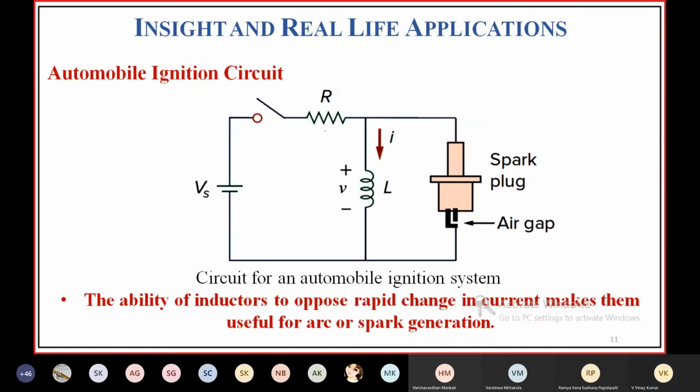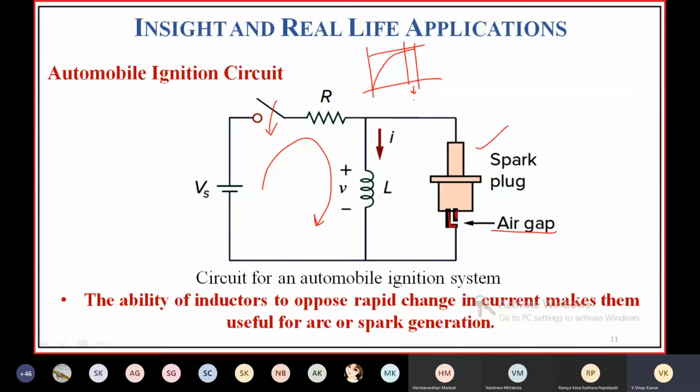You can see here, this is a spark plug. It has one pair of electrodes, and these two are separated by an air gap. So here, first you close the switch. If you close the switch, current will flow through this. You are going to have a response like this: the current increases exponentially, rises and reaches its final value.